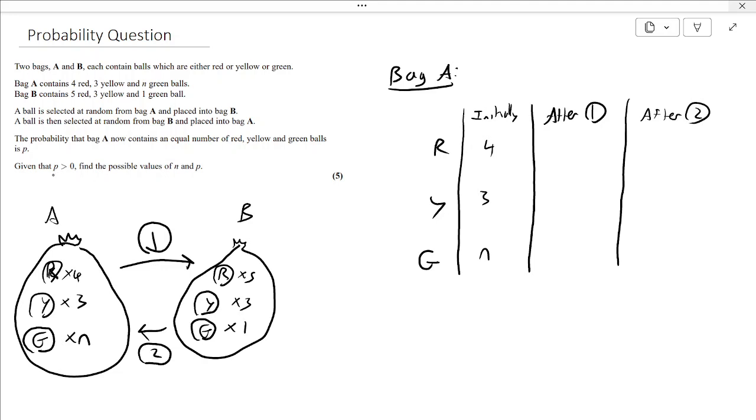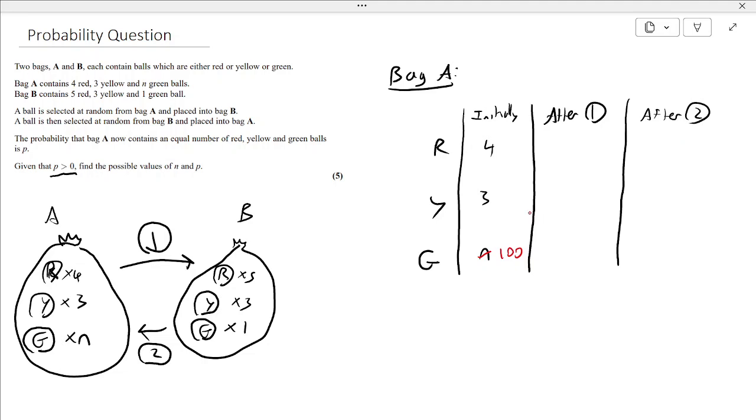And the thing about being P greater than 0, so what it's saying is, for example, if N was, I was going to make it up, 100. Hopefully we can see there's 0% chance that we end up with the same number of every colour. We've got far too many green balls in this bag.